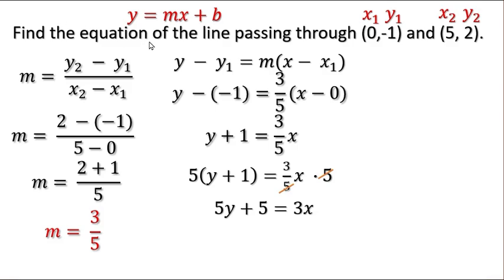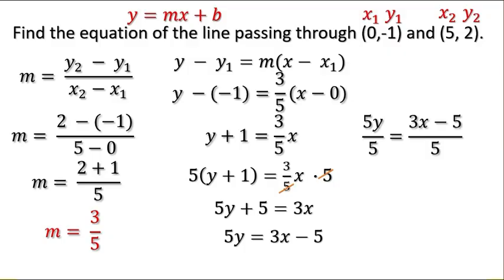Since the required form here is y equals mx plus b, we need to transpose positive 5 to the right side of our equation, which will give us 5y equals 3x minus 5. So we need to divide both sides of the equation by 5 to eliminate the coefficient 5. So 5 divided by 5 equals 1. Thus, we have y equals (3x minus 5) over 5. We can rewrite this into y equals 3/5 x, since we can divide negative 5 by 5, so that will be equal to negative 1. Hence, the equation of the line is y equals 3/5 x minus 1.